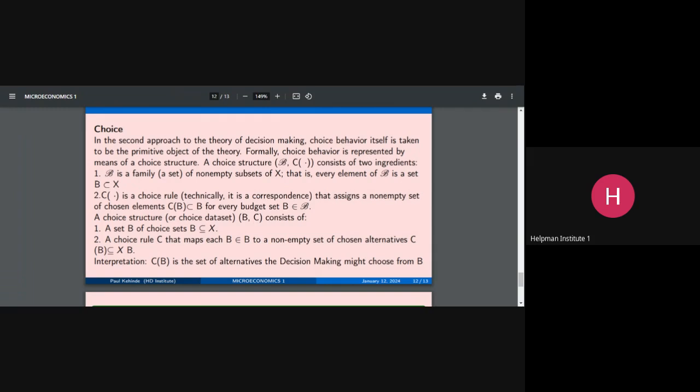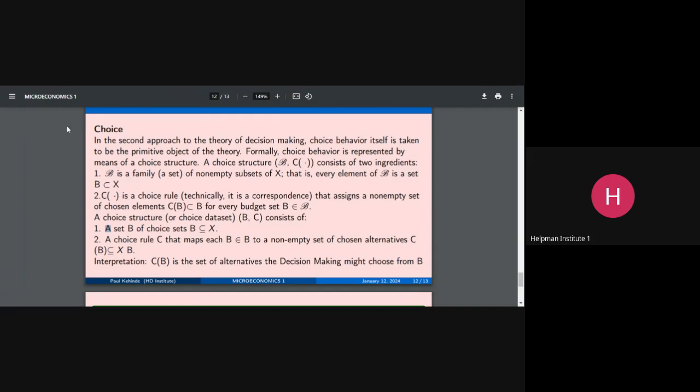I'm trying to explain what the choice rule consists of. A set. I'm interpreting these first two here, right? So meaning a set of choice sets, which is a subset of X. So that is what we mean by the first one, this family set. There are a lot of other sets that are contained in S.